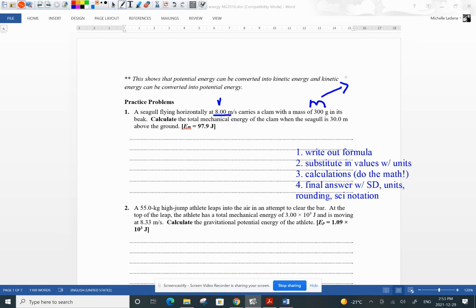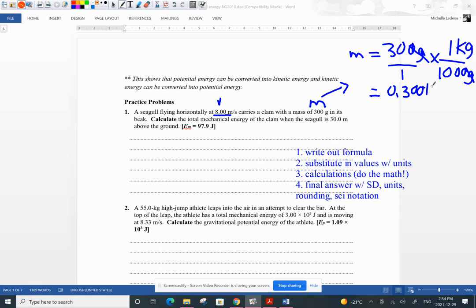It's in grams. Got to make a conversion. 300 grams. Well, I'm going to have to convert. Remember, what do I know about kilograms and grams? What fact do I know? Well, 1 kilogram has 1,000 grams. So my mass in kilograms, can't write grams, you have to write in kilograms, is 0.300 kg.